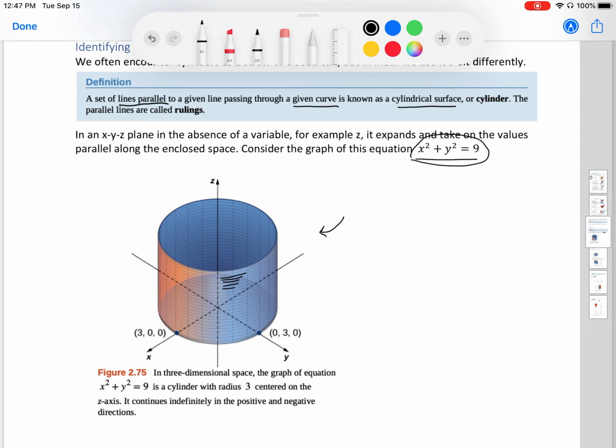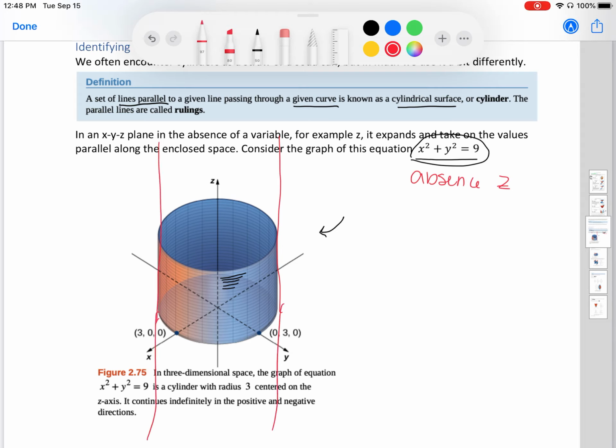So what's happening is the absence of that variable, in this case the absence of the z variable, makes it so every z is true in the function. So it extends for all of the z's. Actually, it continues on to infinity.